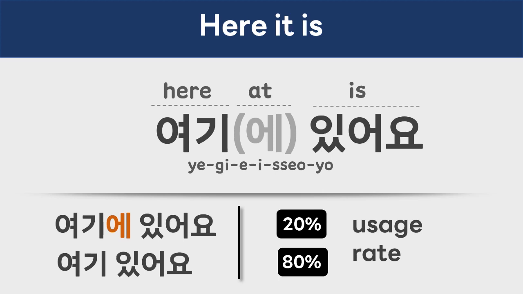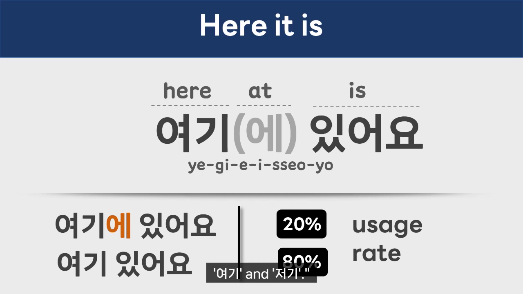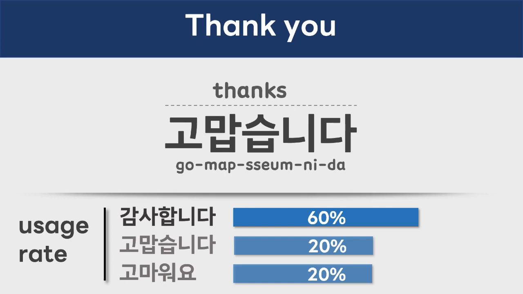Here it is. 여기 있어요. In Korean, prepositions are often omitted after demonstrative pronouns such as 여기, 저기. 여기에 있어요. 여기 있어요. Thank you. 고맙습니다.